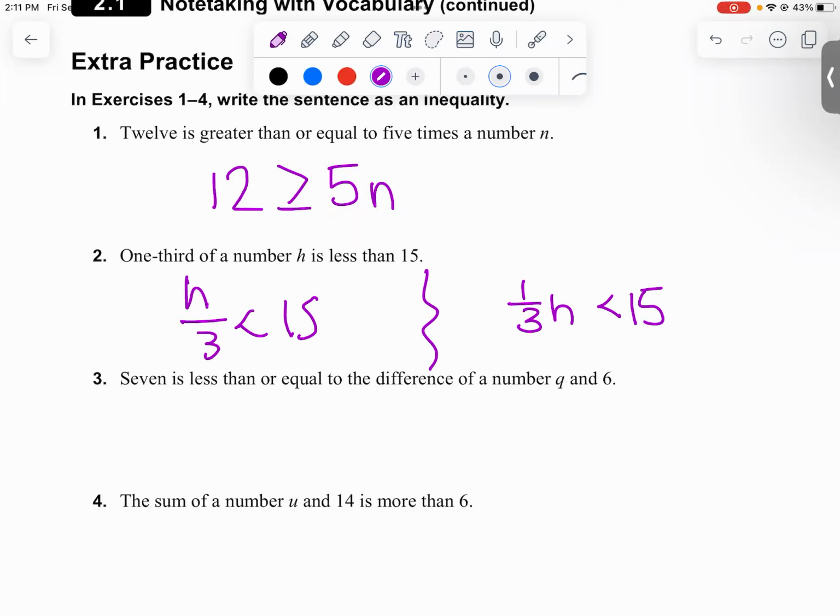Number 3, Allison. Oh, I need that iPad. Hold on. What's going on? Hey, it works. All right, 7 is less than or equal to the difference of Q and a number 6.